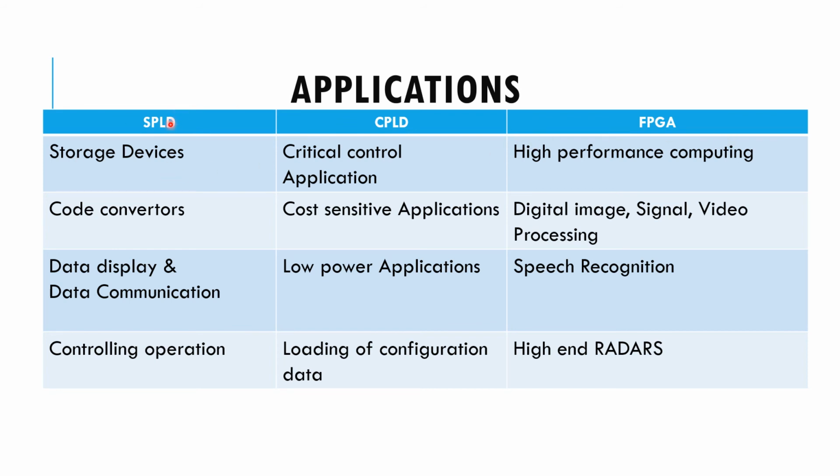Finally, coming to the applications of all these three device categories, SPLD, CPLD and FPGA. In SPLD, we have storage devices, code converters, data display and data communication, and controlling operation. Here in CPLD, the applications mainly focus on critical control applications, cost sensitive applications, low power applications, loading of configuration data. Whereas in FPGA, high performance computing, digital signal, image, video processing, speech recognition and high-end radars are the most important applications of FPGA.